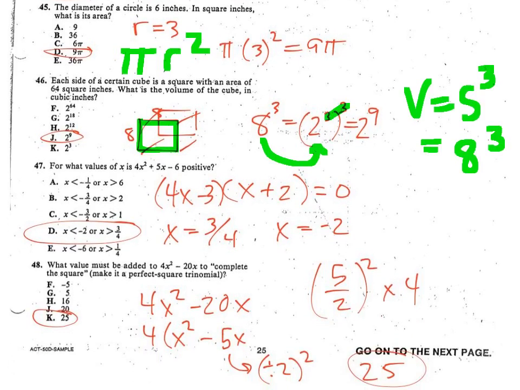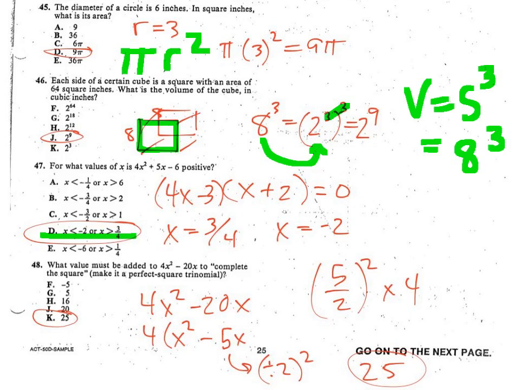For 47, we want to know for what values those are positive. In other words, when is that greater than or equal to 0? So by factoring it, we find our two roots, which are 3/4 and -2. And by looking at our answer choices, letter D is the only one that has 3/4 and -2 as solutions. So therefore, that has to be the only option. So factoring is the key there to figure out where those intercepts are.